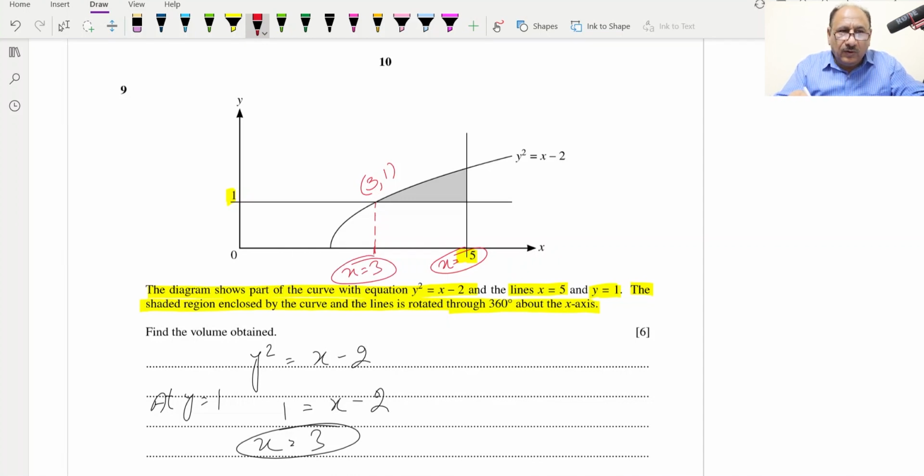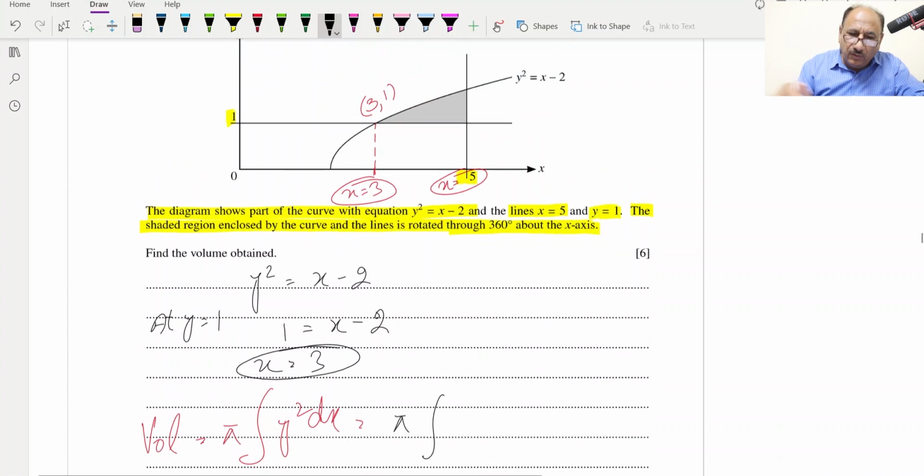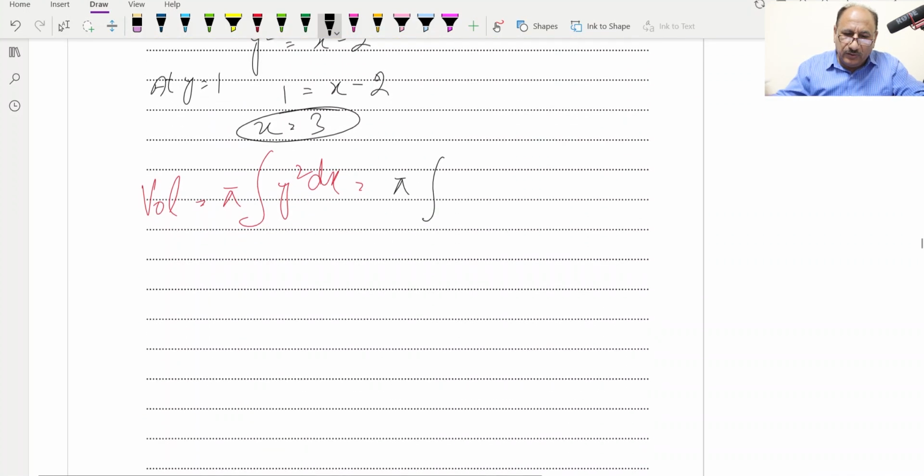And what else can we find? We can rotate and find the volume. So volume will be what? Volume in case of rotation will be pi integral y squared dx. This is the formula which we'll be using, and this will be equal to pi, and the integral we will be taking from this point to this point, so from 3 to 5. This is a definite integral, so 3 to 5 of x minus 2 dx.